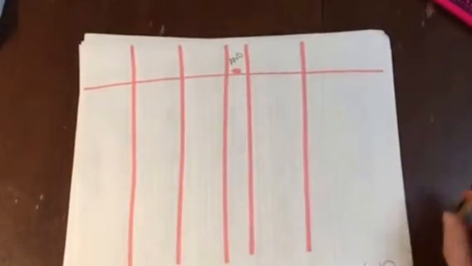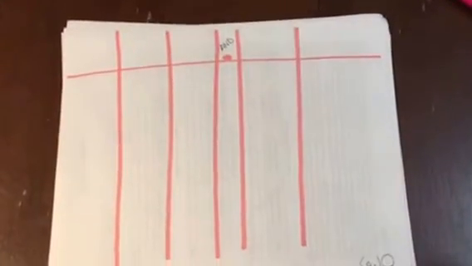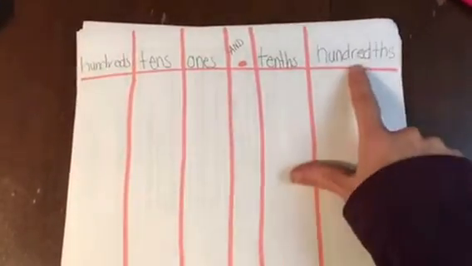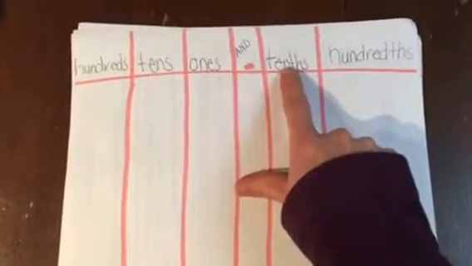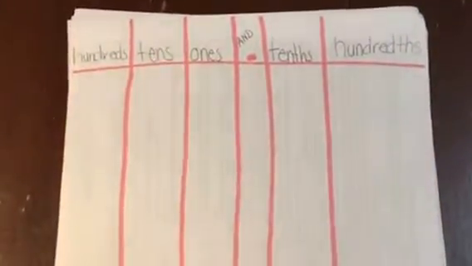All right, ladies and gentlemen, we are working on lesson 610. You need to create yourself a place value chart. Please make sure to fill in the correct columns. Go ahead and pause while you do this. All right, here's what you should have had: hundredths, tenths, ones, tens, hundreds.